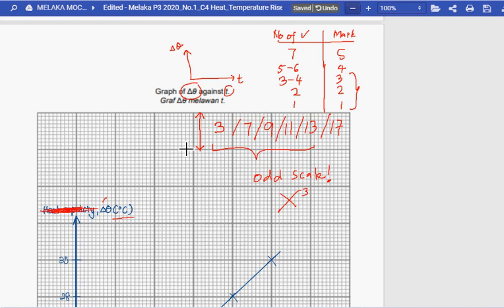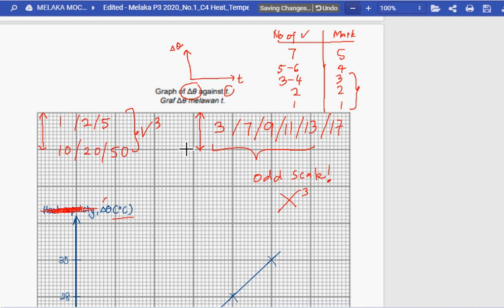Now what is an even scale? If one square is equal to 1 or 2 or 5, or 10, 20, 50, or more zeros, like that, this is known as an even scale. So like this you can get tick 3 for both axes. But once we see 3, 7, 9, 11, 13, 17, that is known as an odd scale. Why odd scale? Because it is very hard for you to read.